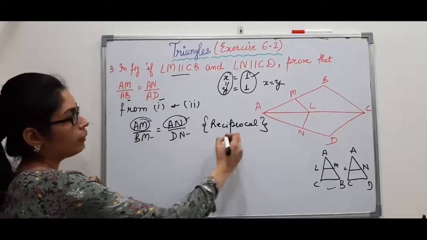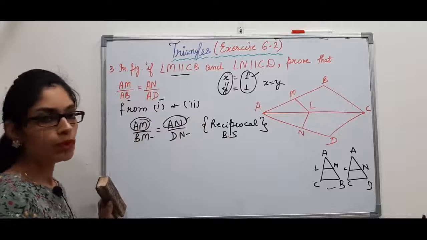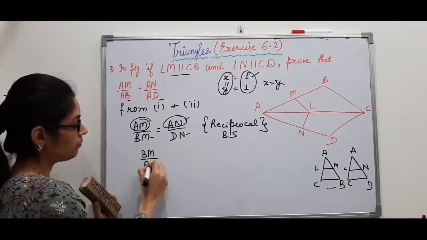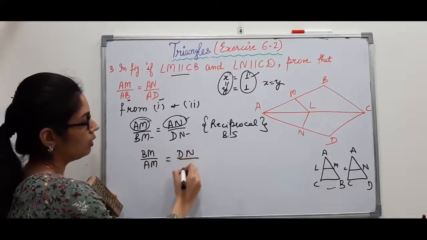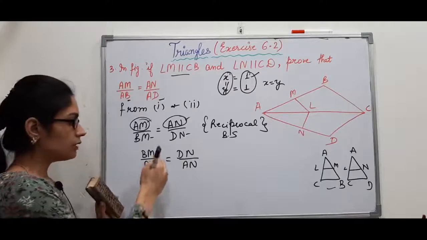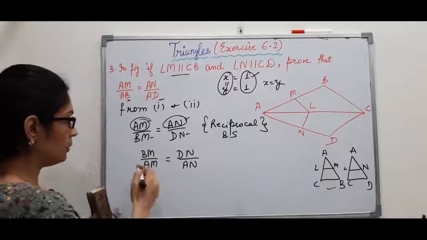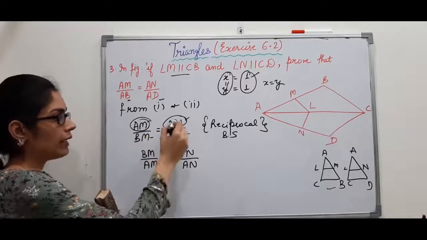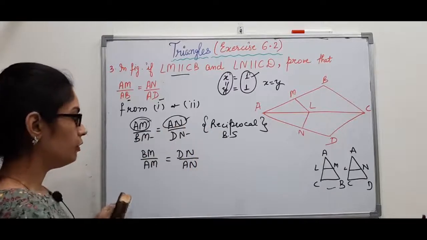So take the reciprocal of both sides. Reciprocal means we just have to reverse it. So it will become BM upon AM equals DN upon AN. I'm sure you know the meaning of reciprocal: we are interchanging the numerator and denominator. You can see AM upon BM, I have written BM upon AM, and AN upon DN, I have written DN upon AN. So the reciprocal I have done.